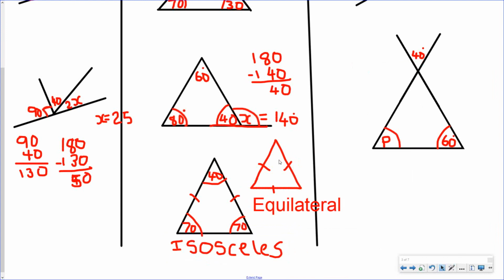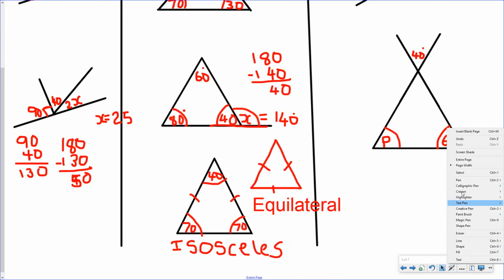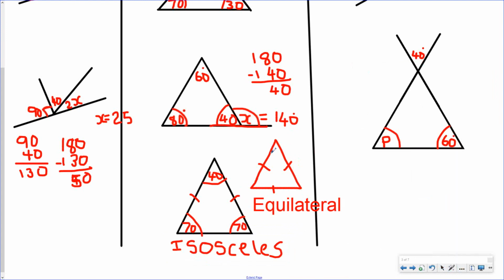So that's equilateral, meaning all the angles are the same and all the sides are the same. What do you think each of these angles will be then? I think it will be 360 divided by 3. No, remember, this is angles in a triangle, so 180 divided by 3.